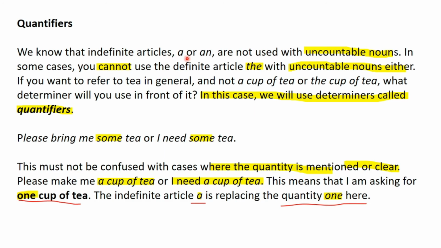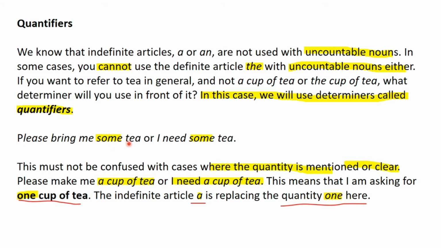We just read that indefinite articles are used with singular nouns, whereas the definite article the can be used with both singular and plural nouns. But sometimes we have a category of nouns which is called the uncountable noun, and there are cases when both the indefinite and the definite articles cannot be used with them. In that case, we will use determiners called quantifiers. Now this is a separate category of determiners.